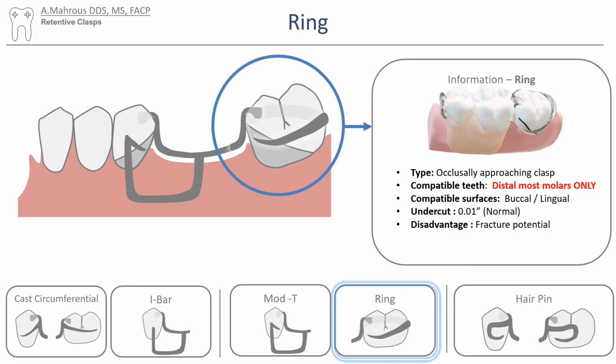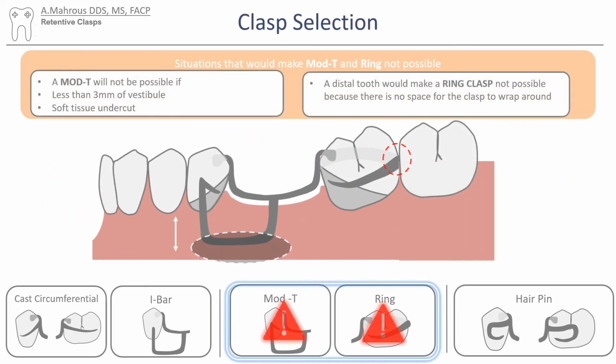Because the ring clasp arm goes around the distal surface of the tooth, it can only be used if that molar is the most distal tooth in the arch, because any other tooth adjacent to it would interfere with that clasp arm. Let's consider that our patient is a little bit more complex.